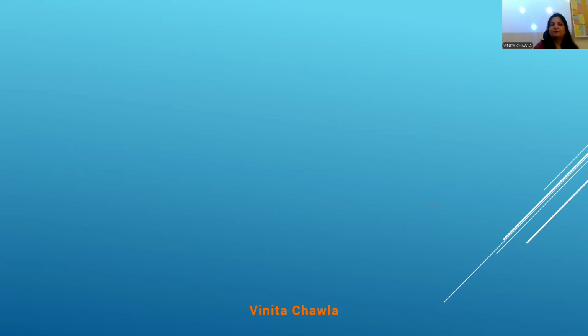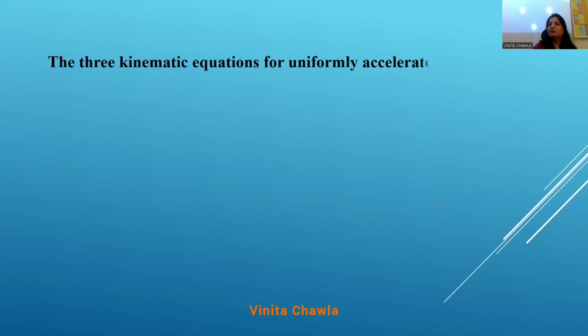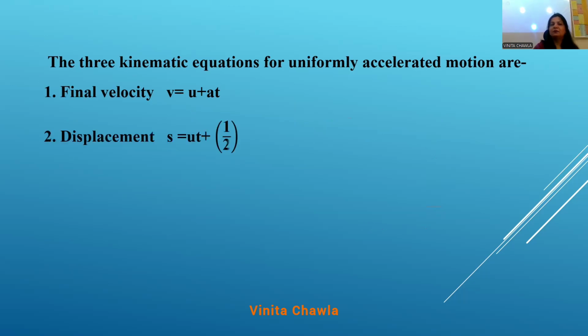Okay. And the three kinematic equations for uniformly accelerated motion are v is equal to u plus at, where v is the final velocity. This equation is called the velocity time equation. And this is the second equation where we find displacement s, and it is equal to ut plus half at square. Okay, and the third equation, here we find final velocity in terms of initial velocity, acceleration, and displacement. So it's v square is equal to u square plus 2as.